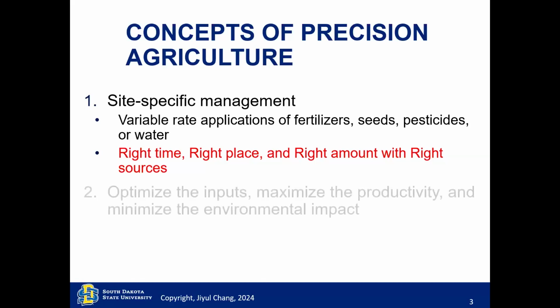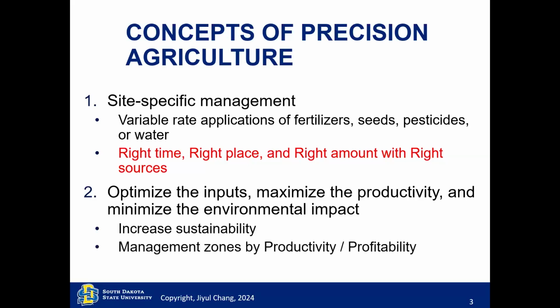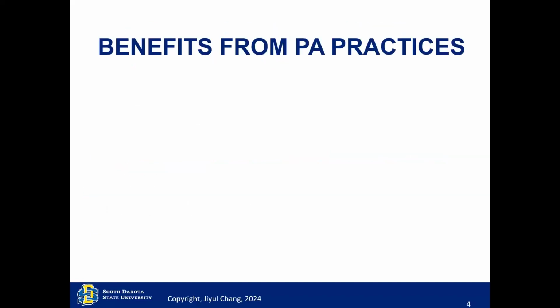So based on this, we can optimize the input, maximize the productivity, and minimize environmental impact. That's our final goal of the precision agriculture practice. With this, we can also increase the sustainability of our agricultural systems.